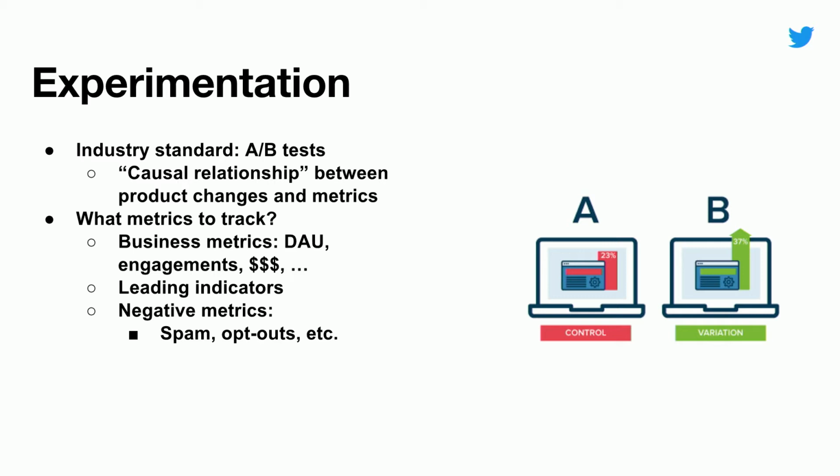What are the metrics that we want to track? There are business metrics that any business would care about. We care about DAU, engagements on platform, the amount of money we are making. We also care about some leading indicators for our products, and we'll get into more of that in a second. And finally, we care about negative metrics like, are we generating more spam, or are we causing more users to opt out of push notifications, for example.